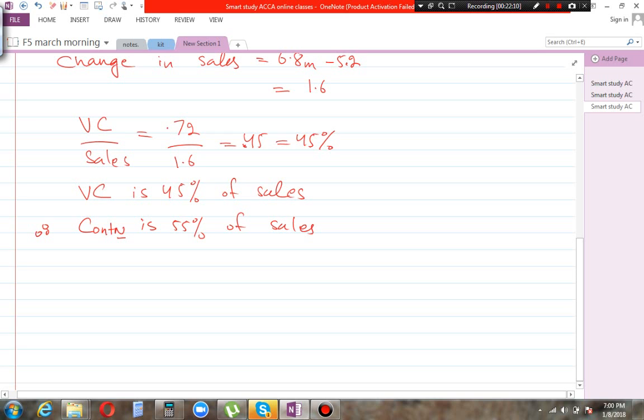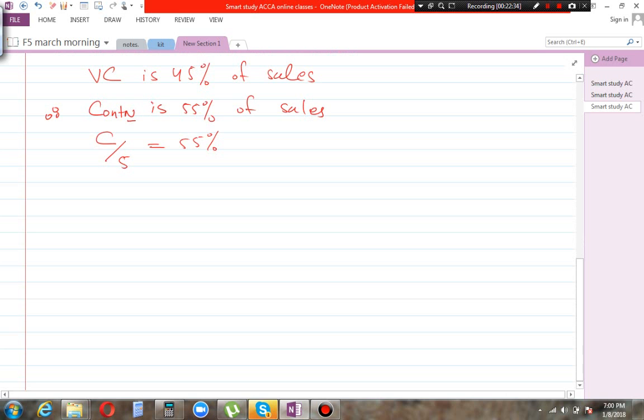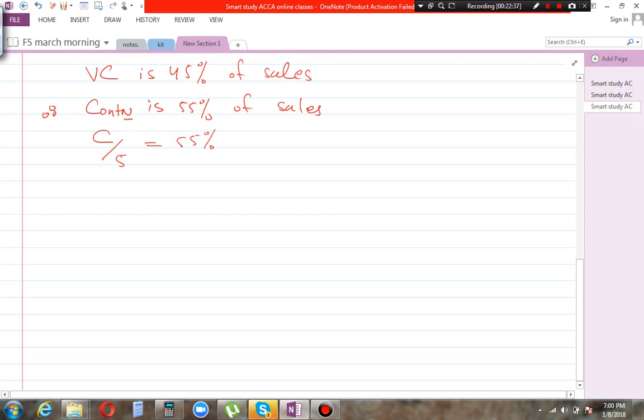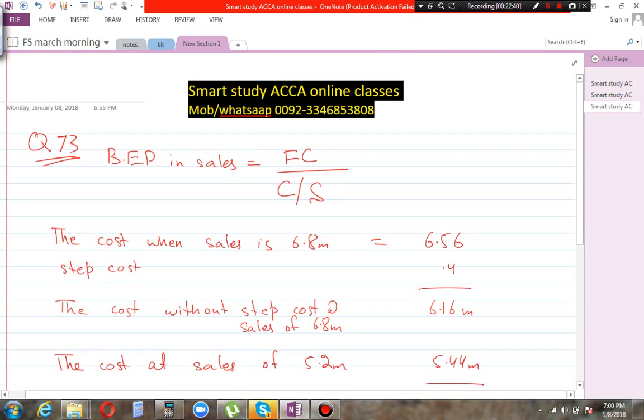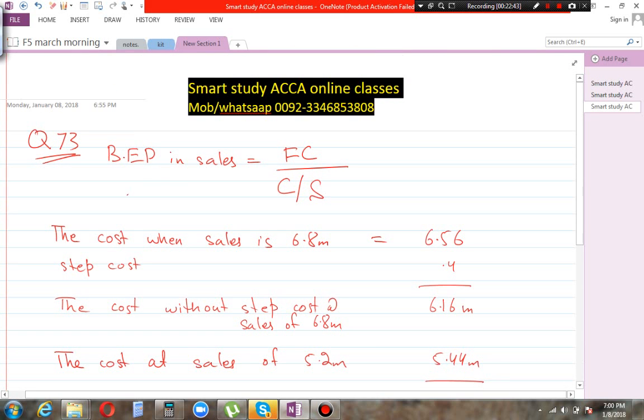right? Because let's say if sales is 100 and variable cost is 45, then obviously contribution would be 55%, right? So if contribution is 55% of sales, we can say that contribution to sales ratio is equal to 55%, right? And why have we calculated that? Well, let's see. The formula for the break-even point in sales is fixed cost divided by contribution to sales ratio. Now we have the contribution to sales ratio, which is 55% or 0.55. Now we have to find fixed cost.